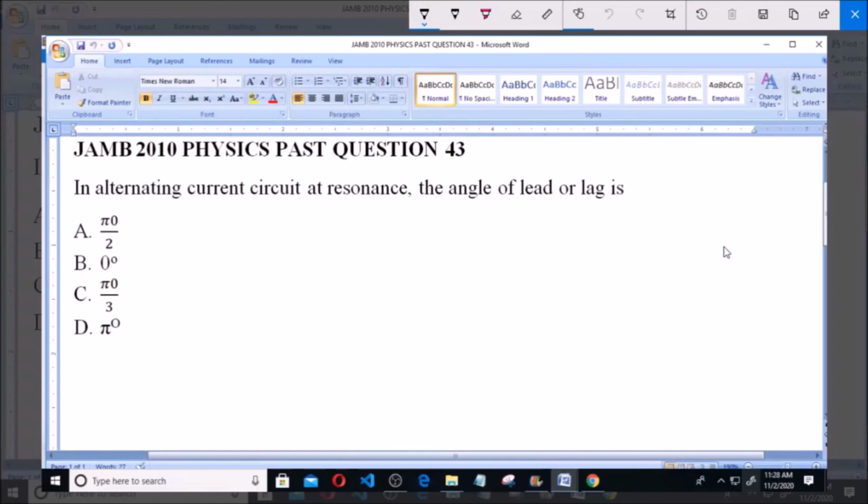In alternating current circuits at resonance, the angle of lead or lag is: A. Pi over 2 degrees, B. 0 degrees, C. Pi over 3 degrees, D. Pi degrees.